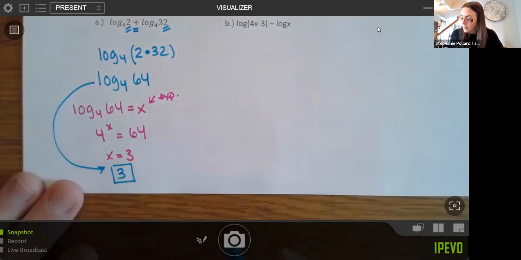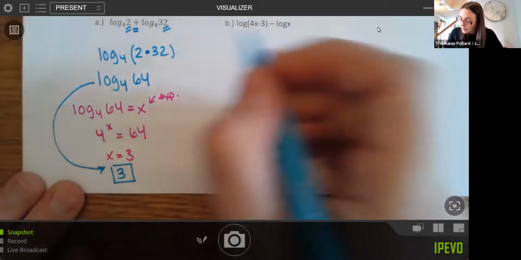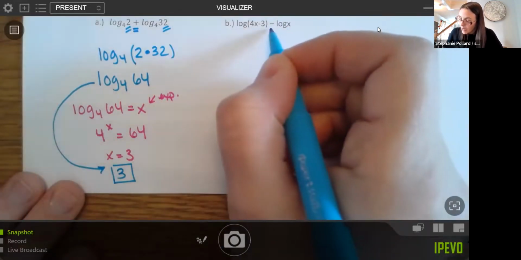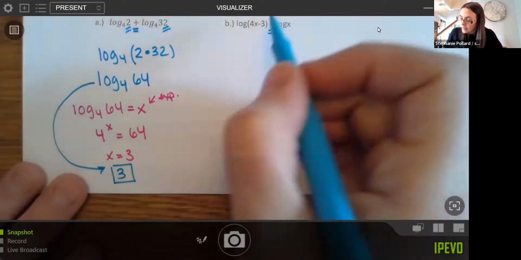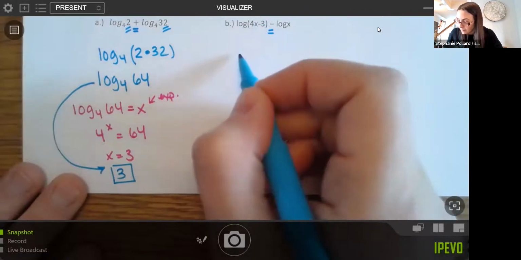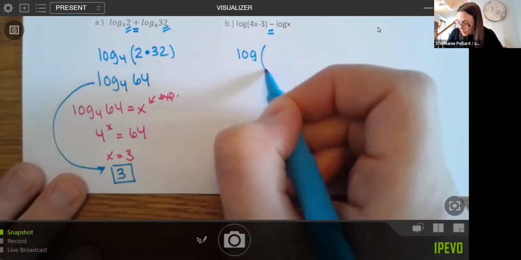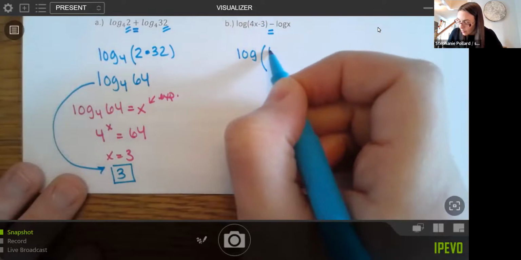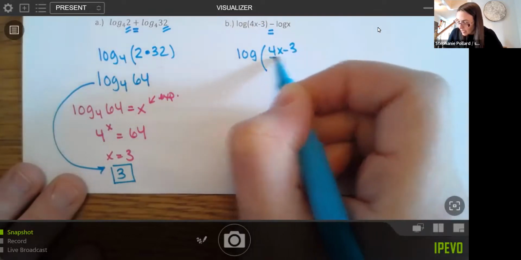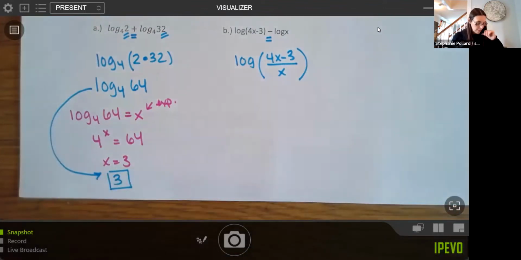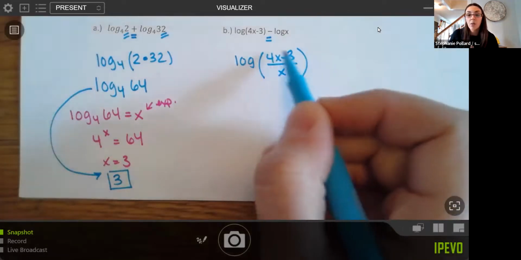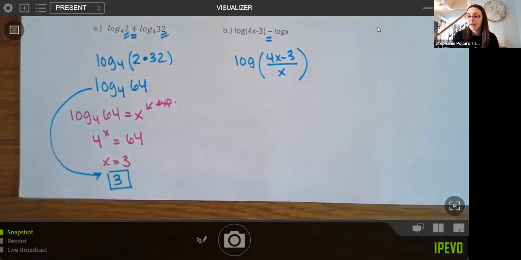Let's do another one. So here I see subtraction. When you see subtraction, remember that means the original log had division in it. So I have the same base, both are log base 10. Whatever comes first is in the numerator, and whatever comes second is in the denominator. So I have log base 10 of 4x minus 3 over x. Now, there's nothing I can do here. If I could simplify this fraction, I would, but I really can't here. So this is going to be my final answer.